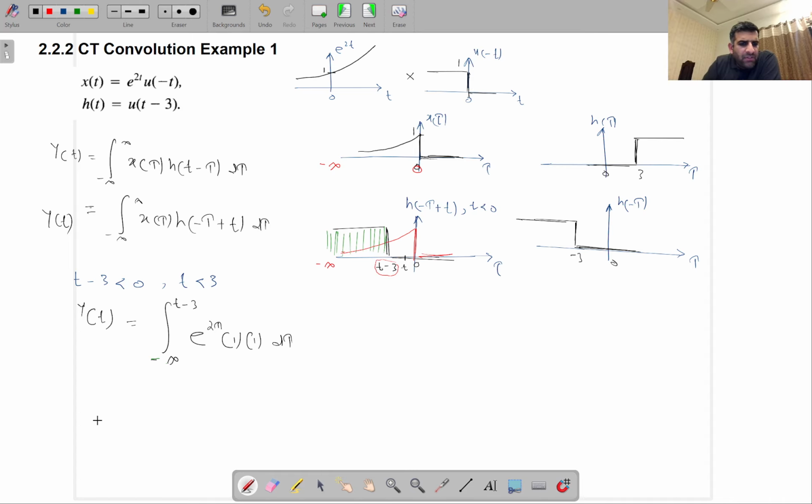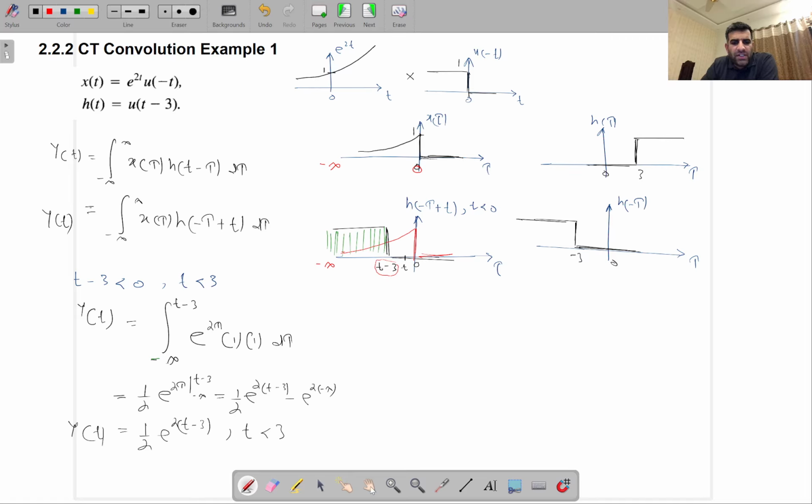Okay. And if you want to solve, I will quickly solve it. So this is now 1 upon 2 e raised to power 2 tau, and you need to substitute the limits over here, and then this is going to be 1 upon 2 e raised to power 2 t minus 3 minus e raised to power 2 minus infinity, and then this term is 0, and the answer is simply 1 upon 2 e raised to power 2 t minus 3. So this is the convolution result for t less than 3.